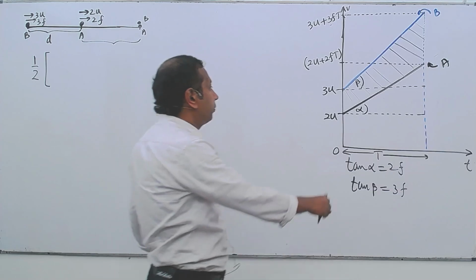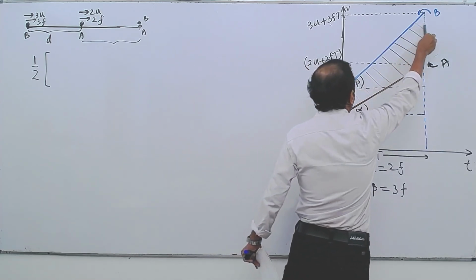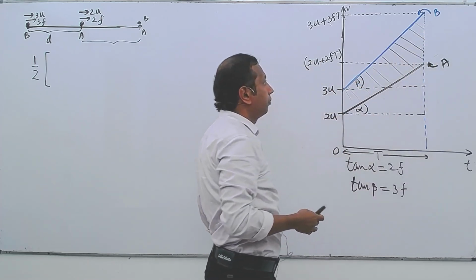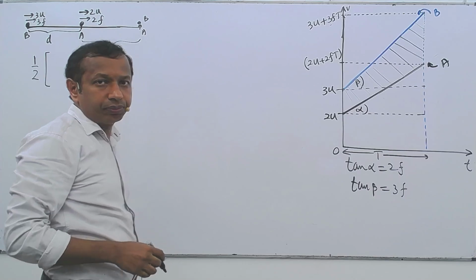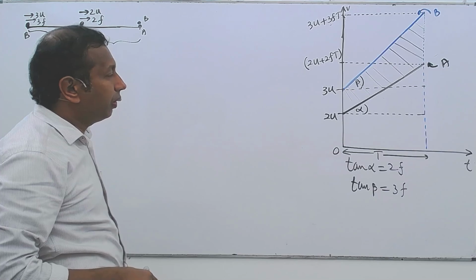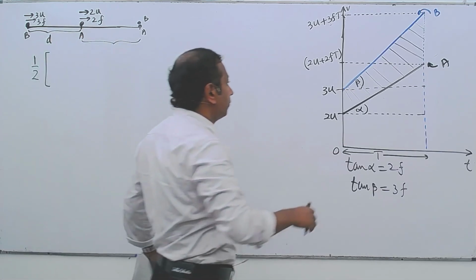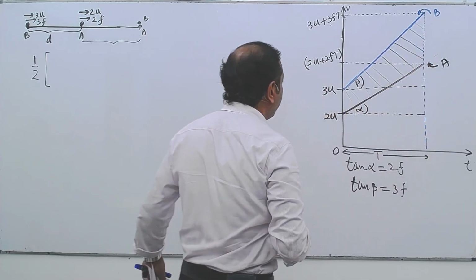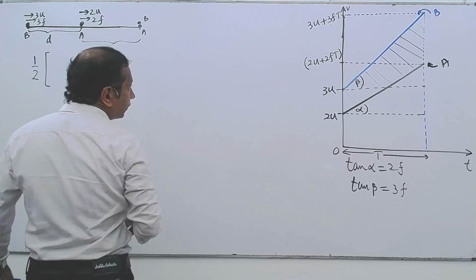We can take this part. The two sides, this and this, are parallel. Then we can take the area. This is a trapezium, no? Yes. Half sum of the parallel sides.